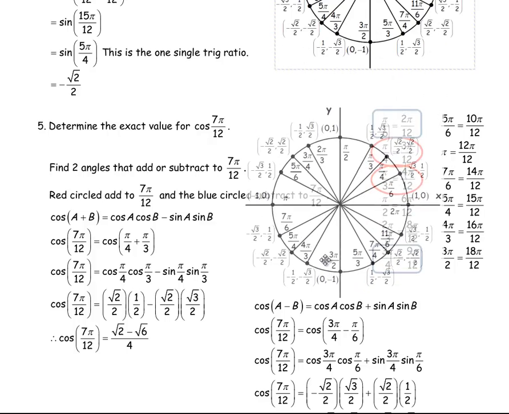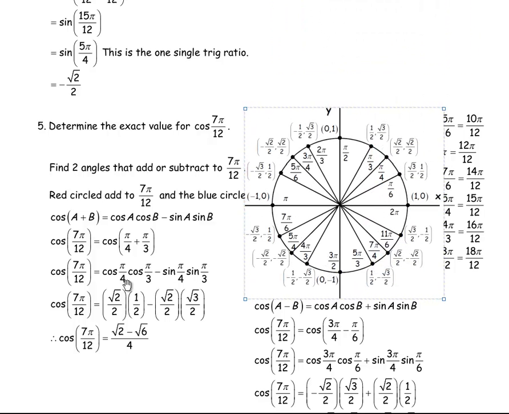And so then we would need the unit circle to evaluate all these. Pi over 4 is here, so the cosine is root 2 over 2. The cosine of pi over 3, well, that's pi over 3, so the cosine's a half, so a half goes here. Sine of pi over 4 would be the y-coordinate here, so it's root 2 over 2. And pi over 3, the sine is root 3 over 2.